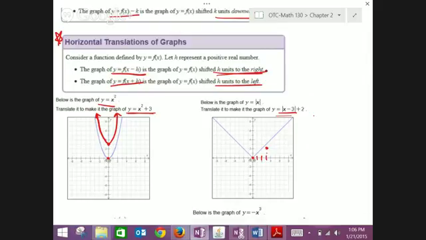You see how here, this is messing with the y. I'm not changing the x. It's messing with the y. So I'm going to go up because it's plus. If it was negative 3, I go down. But I'm dealing with the y, so I'm changing it in terms of y.